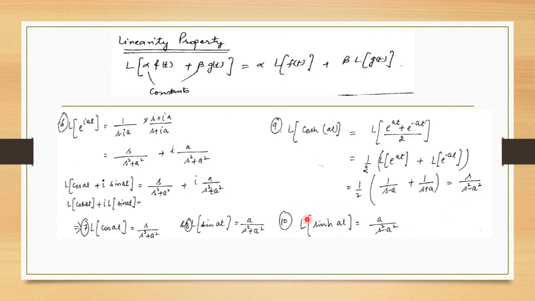Similarly, we can find out the Laplace transform of sinh(at), as we know that sinh(theta) can be written as (e to the power theta minus e to the power minus theta) by 2. So again, by solving the same way, you will get the Laplace transform of sinh(at) is a upon s square minus a square. So these are the Laplace transforms of some standard functions.